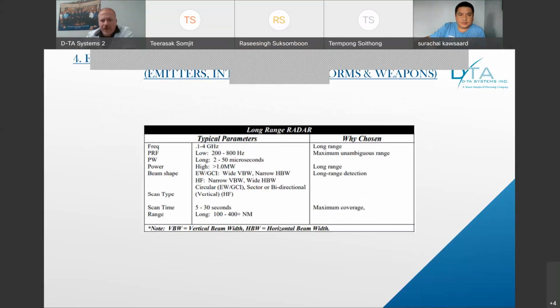For a long range radar, typically we're looking at 0.1 to 4 gigahertz, and that's chosen for a long range. PRF is going to be low, 2 to 800 hertz, and that again is for your maximum unambiguous range. You're going to have a longer pulse width and a higher power, obviously. Again, all required in order to obtain your long distance, your long range.